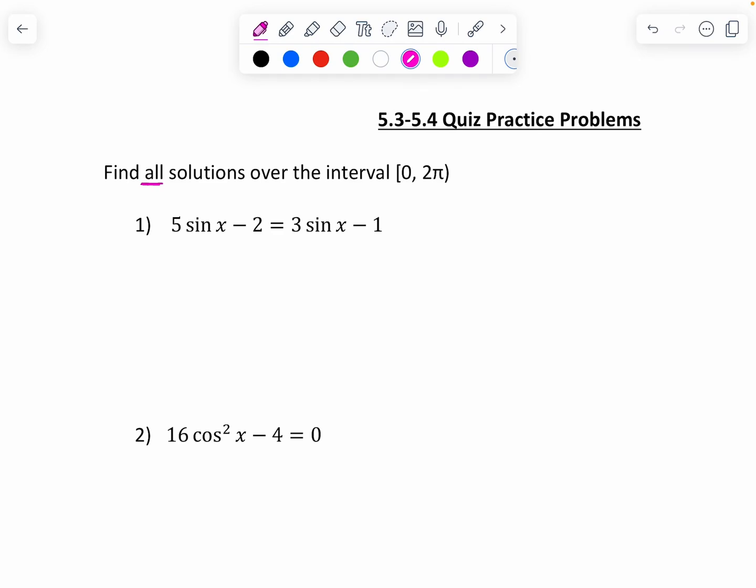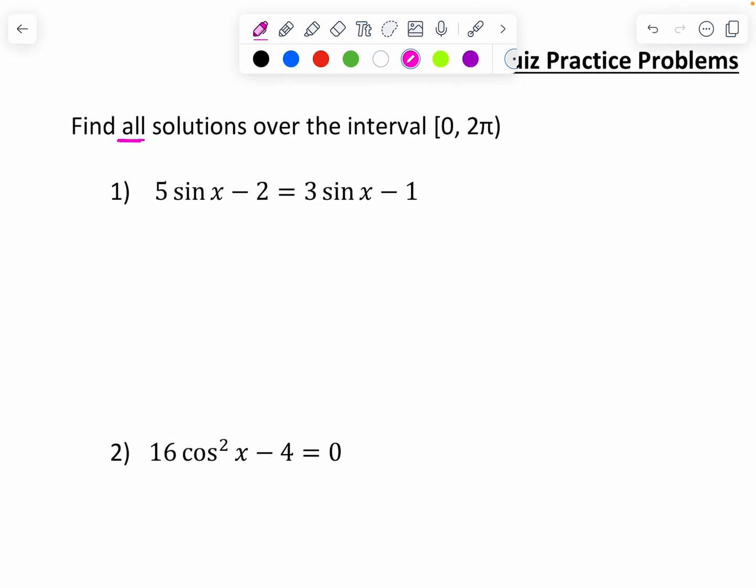Now if we take a look at number 1, we have 5 sine x minus 2 equals 3 sine x minus 1. Now remember, we're going to start this out just like algebra. So we want to get our trig function by itself. We only have one trig function, that's sine x, and it's not squared, it's a single sine x. So our goal then is to get that sine x on one side by itself and then equals whatever, and then go from there. So algebraically speaking, we would want to move this 3 sine x. So we would subtract it, and then we're going to subtract it from the other side as well.